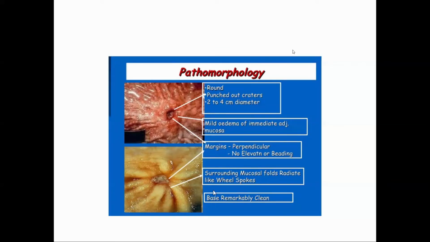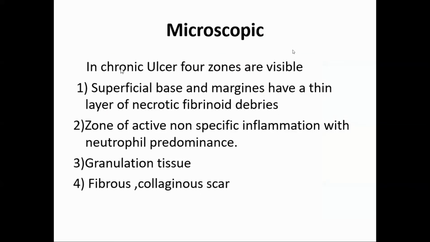And then we go to the microscope. As I told you, this is always chronic. It has 4 zones. The superficial zone, that is the base of the ulcer and margins, has a thin layer of necrotic, dead, fibrin-like debris. Then there is a zone of active non-specific inflammation, neutrophil predominant. So below that debris is the inflammatory zone. Below that is granulation tissue. And below that is a collagenous scar of fibers. These are all features of healing and inflammation.